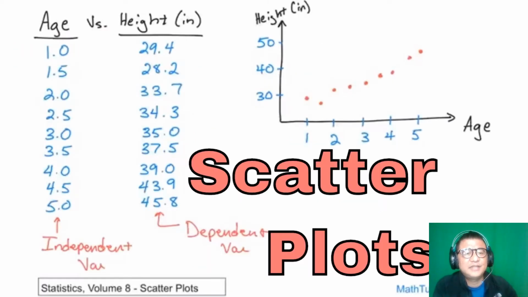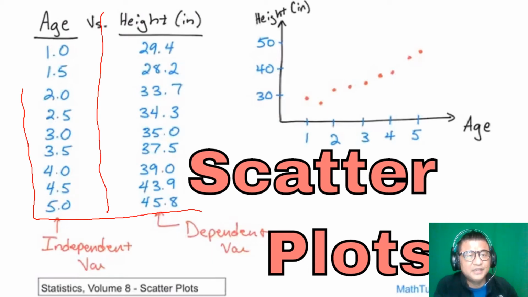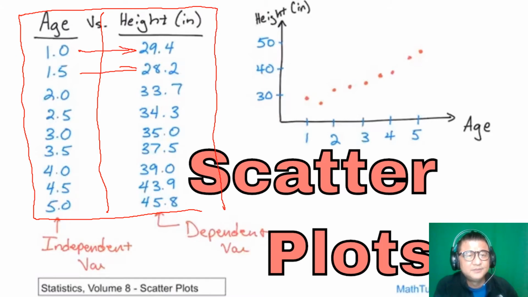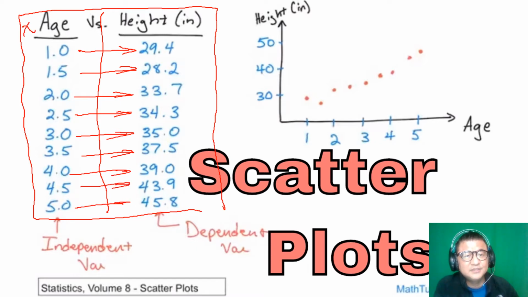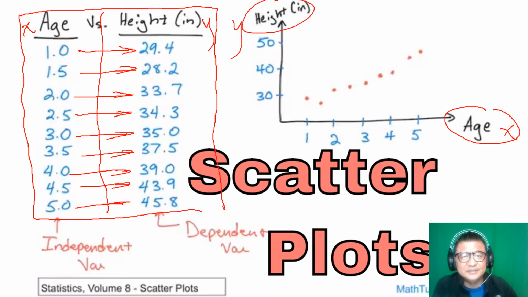Now, for example, you've got a table. You made a survey of the age of students and their height. This is a table, right? Then you plot them in a graph. This will be your x values, and these will be your y values. The ages are here, that's the x, and the height went over there, that's the y.